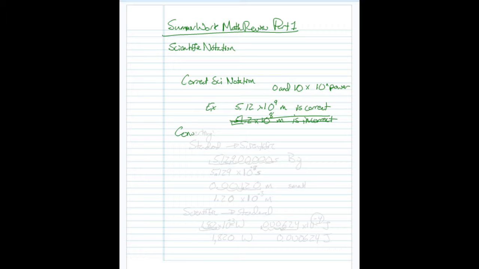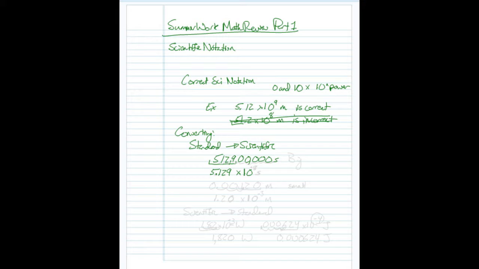In order to convert between the two, if we're starting with standard notation and turning it into scientific, for instance, if we have a number 512,900,000 seconds, we're going to start by copying down our significant figures, 5, 1, 2, 9. We're then going to put a decimal so that this number is between 0 and 10, 5.129, times 10 raised to a power.